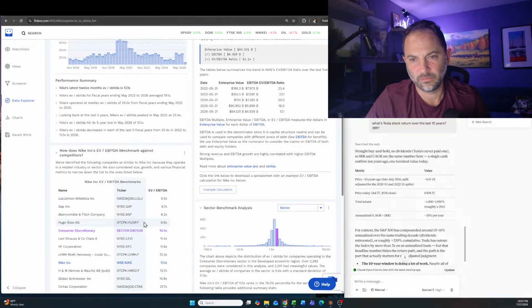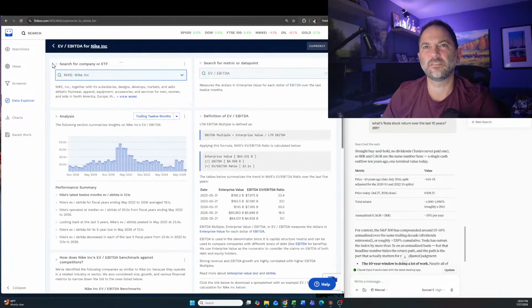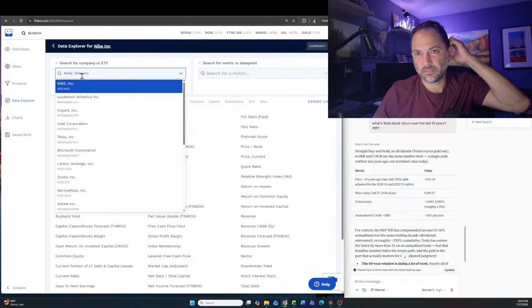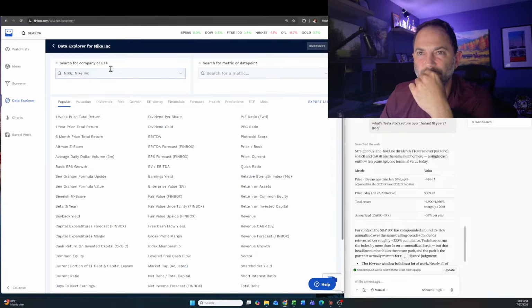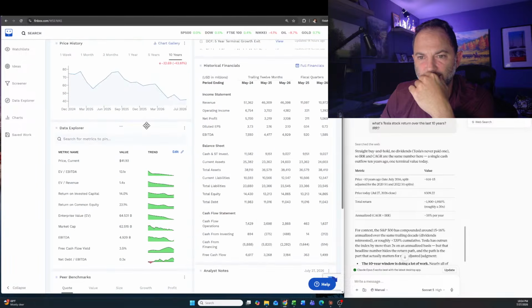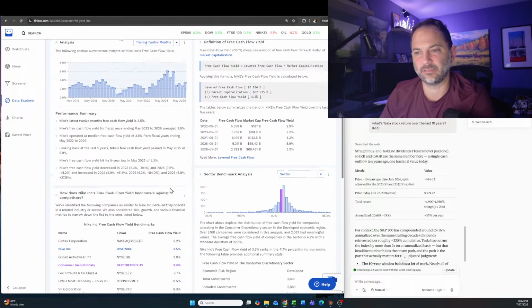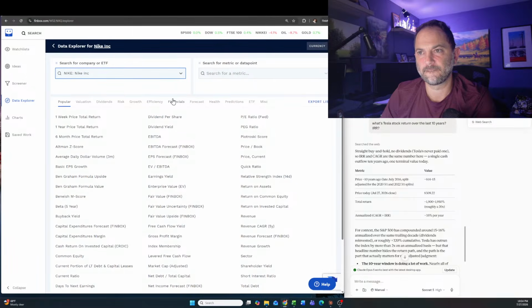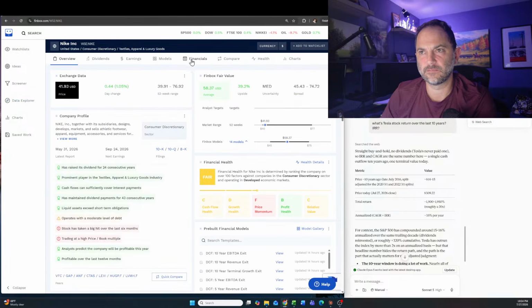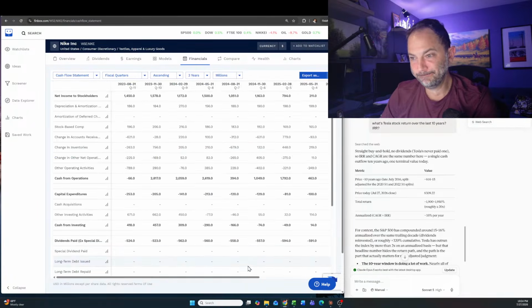That seems very cheap. What's the free cash flow on this? Are they making much money? They have a 3.5% free cash flow yield. That's pretty high for the company, not like crazy high. Let's see what they earned last year in cash flow. They probably took a hit.